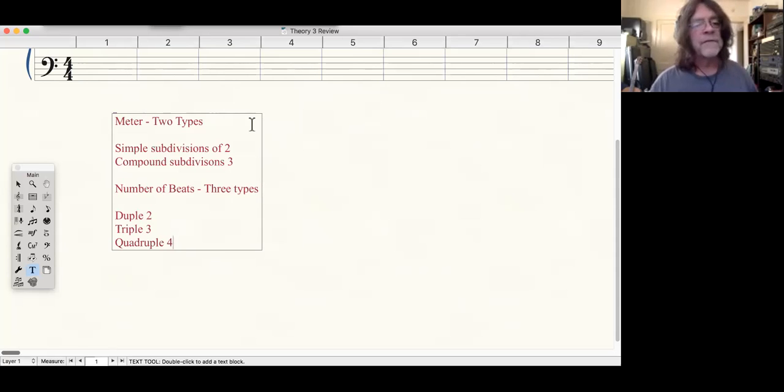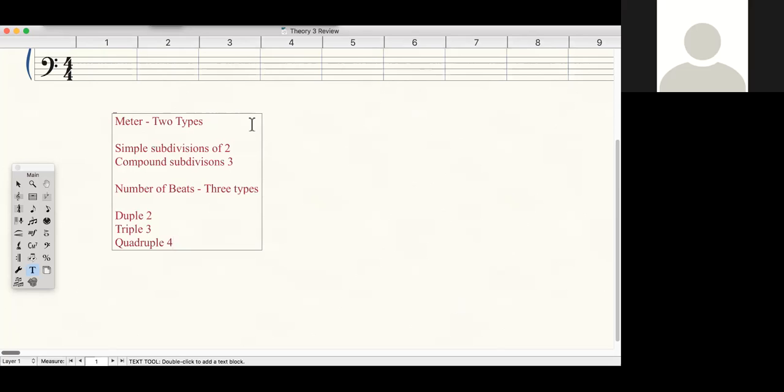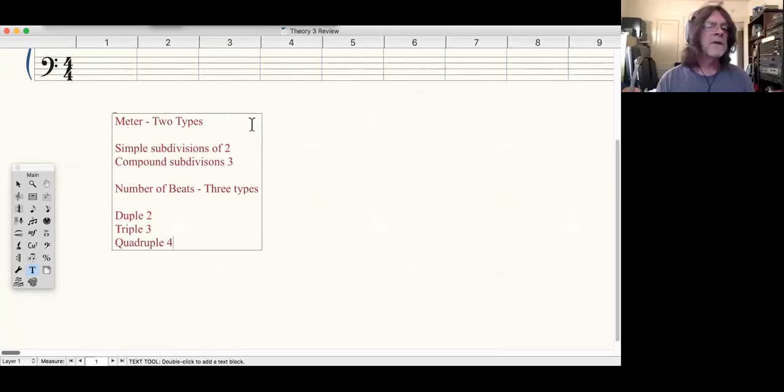And then we have quadruple. So something that is simple quadruple is 4 beats. 1 and 2 and 3 and 4 and. All right. Are we all good there? Yes. All right. So now let's go back to simple meter.